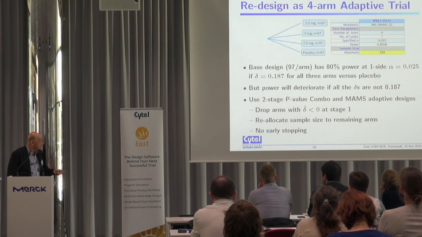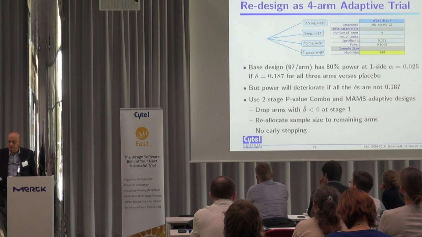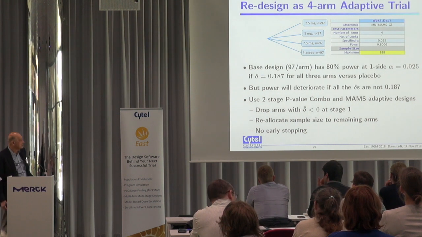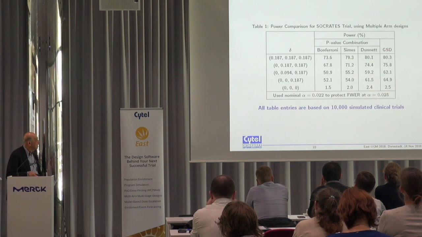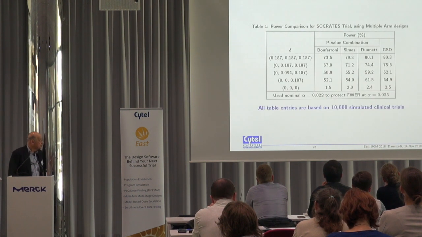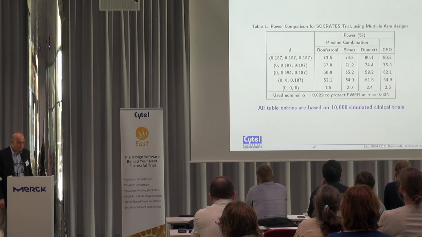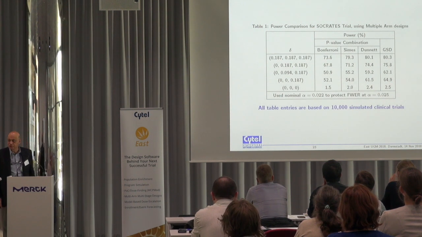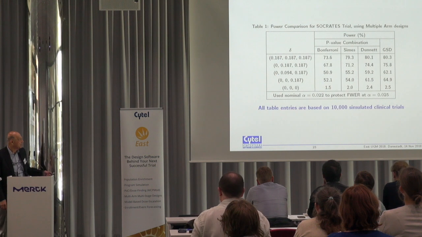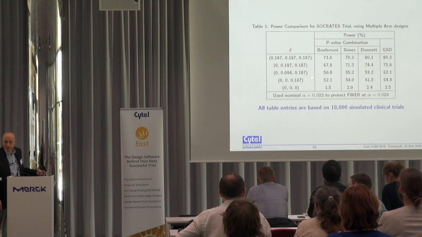So we said we will use a two-stage design where we will drop arms which are not good and reallocate sample size to the remaining arms. And then this is the kind of result that you would have got. I've taken different possible values of delta for the three arms. This is the complete homogeneous case, and this is the complete heterogeneous case.